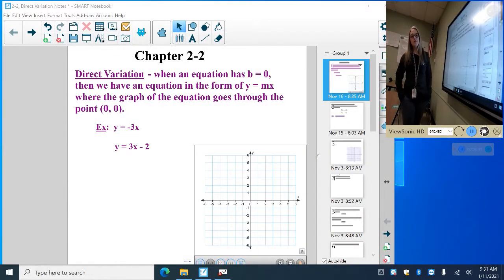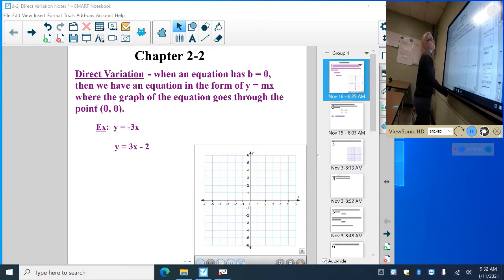Okay, Chapter 2, Section 2. This one we are going to call direct variation. Direct variation is when an equation has b equal to 0. B, if you remember in the equation y equals mx plus b, that is the y-intercept. Whenever the y-intercept is 0, we call this direct variation. So we have an equation in the form of y equals mx, and if you add plus 0, that means it's direct variation because the y-intercept is 0, or the graph of the equation goes through the point 0, 0.